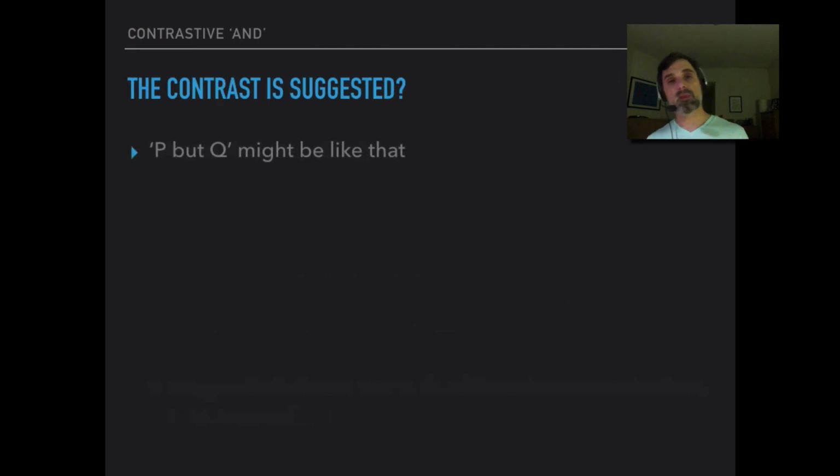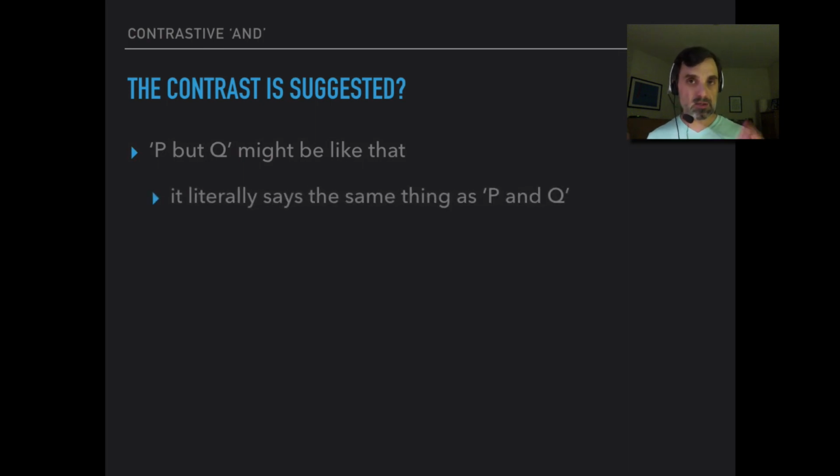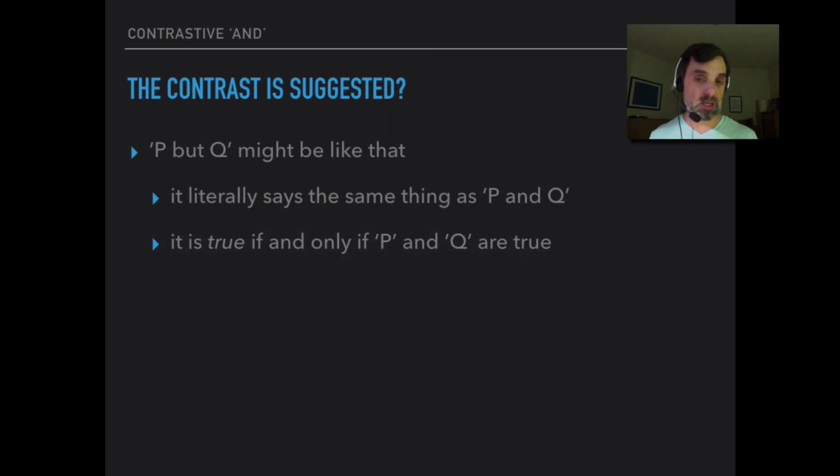So you might think, aha, P but Q, that's what's going on with this sentence. Specifically, it literally says the same thing as P and Q. It has the same truth conditions as P and Q. P but Q is true if both P and Q are true. It's false if one of them is false. So it's true if and only if P and Q are each true. But it also, unlike an and sentence, suggests a contrast. It doesn't say there's a contrast. It's not part of what the sentence by itself says, but it communicates or suggests that there's a contrast between P's being true and Q's being true.